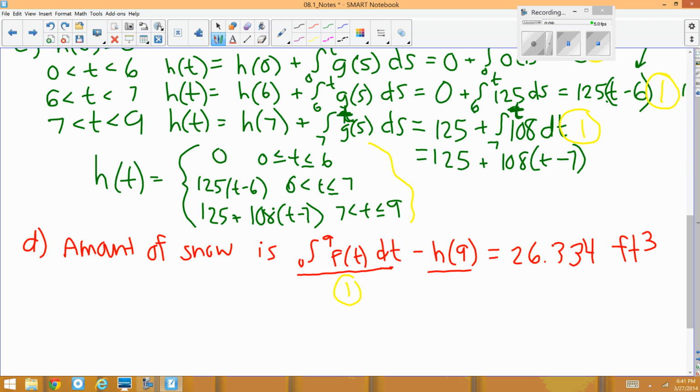1 point for writing down that integral, the accumulated snow. 1 point for writing down the snow she has removed, and 1 point for your answer, for a total of 9.